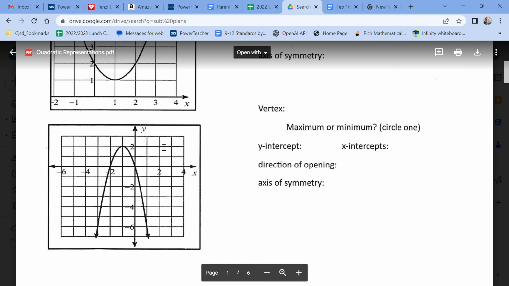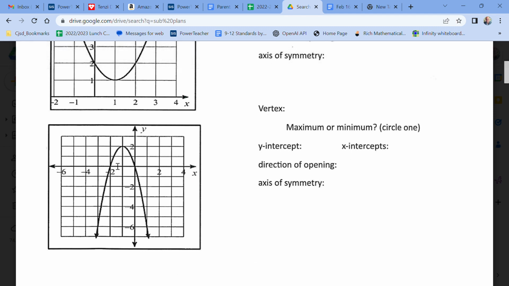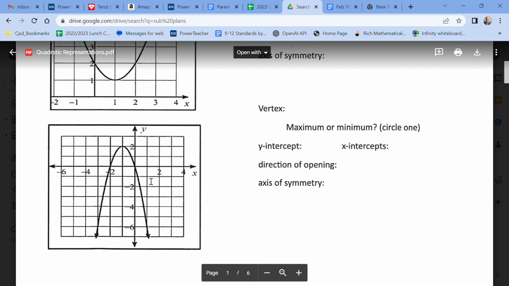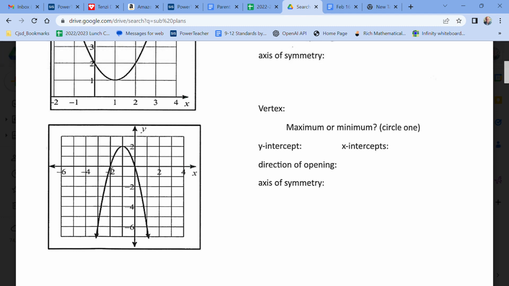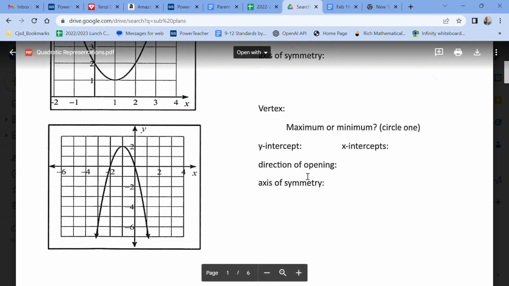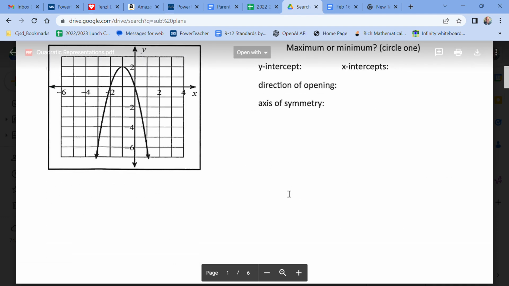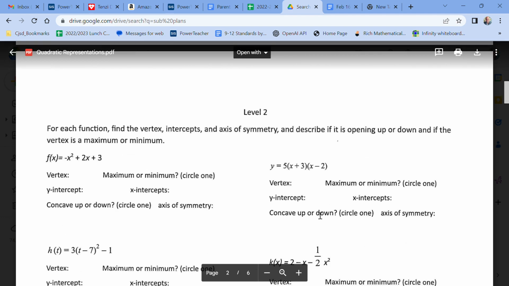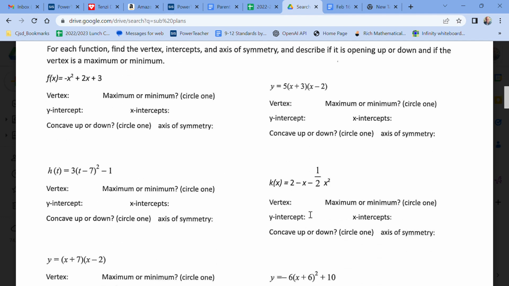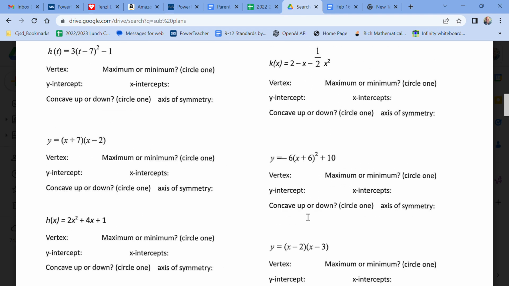In here, you had to learn about vertices. You had to learn about maximums, minimums, y-intercepts, x-intercepts, the way they open, and the axis of symmetry. In this level, you're doing the same thing. Now you see that we're using different language, a little more formal, that says concave up or down, which is really just direction of opening. Another way they sometimes call it is concave up or concave down.